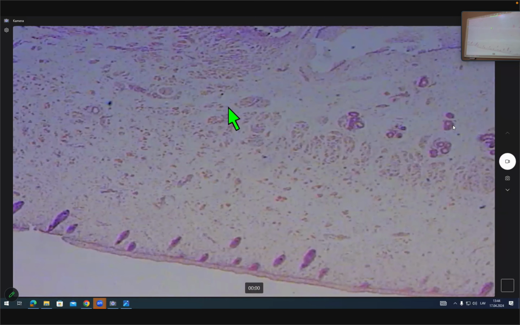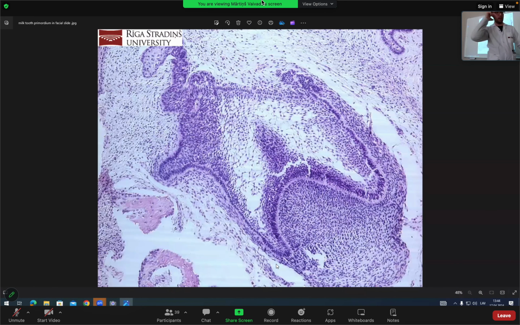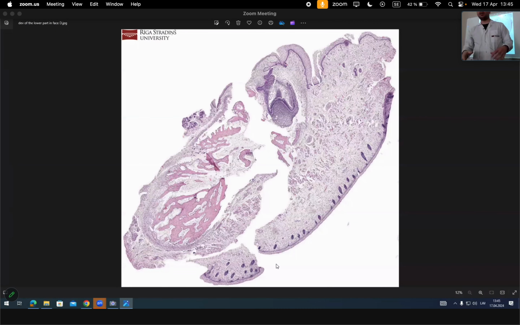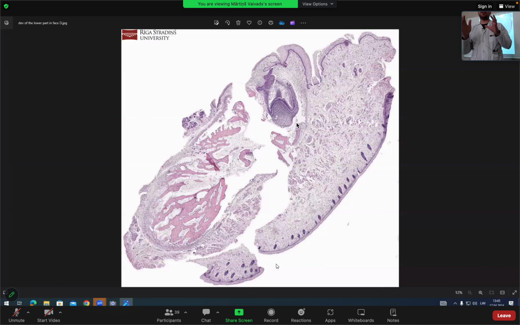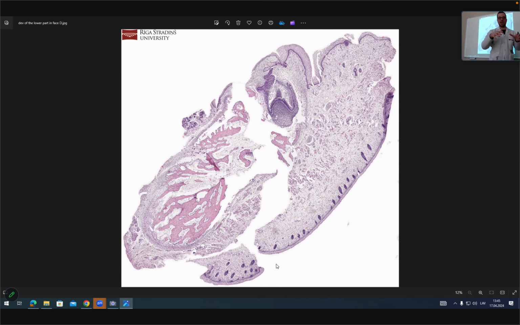So development of the lower part of the face is described in this slide. Basically, what is the slide? Remember, we had tongue 6-7 weeks. You had also the lower lip, Meckel's cartilage. So imagine you have the tongue in 11-12 weeks, and you have also the lower part of the jaw, which is much more developed. So it will be very similar, with some differences, to that 6-7 weeks old tongue slide, the lower part of the face.